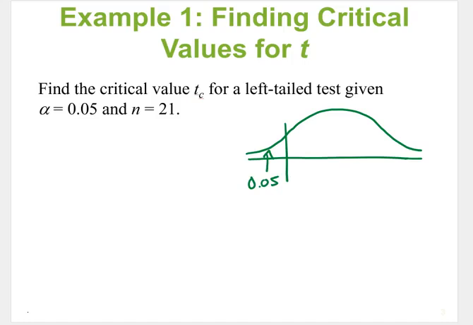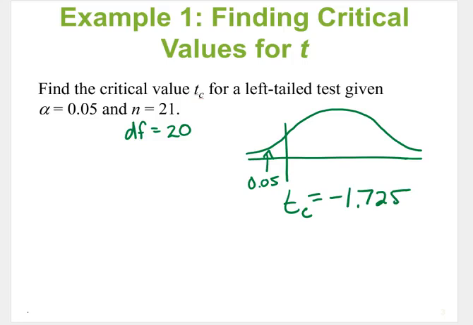So I would go to my chart. My degrees of freedom is going to be 20, right? Remember, it's just one less than the sample size. And I would go to the column that says one tail and has an alpha of 0.05. Go down that column until you get to 20 degrees of freedom, and whatever row intersects that column, you should end up with a t critical value of negative 1.725.